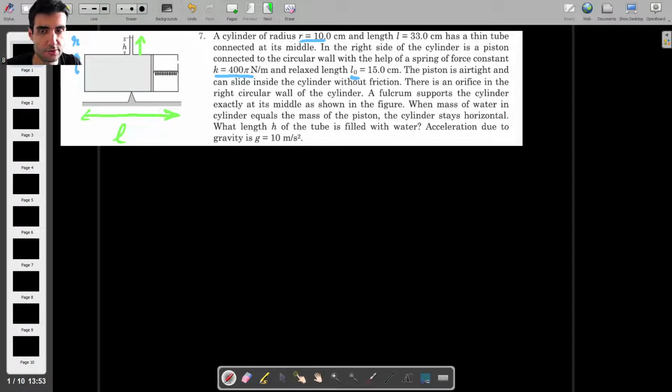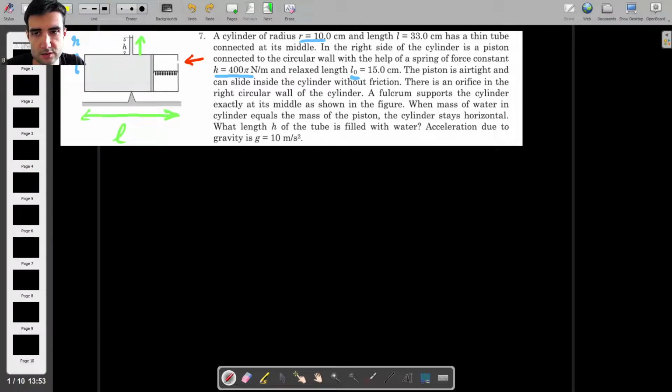Okay, so the other important thing to note is that on this side of the cylinder there's a small orifice, which means that the pressure inside this compartment is the same as the atmospheric pressure. So that's the question's way of saying that we don't actually have to worry about atmospheric pressure because it's acting everywhere. Okay, so we'll just deal with gauge pressure.